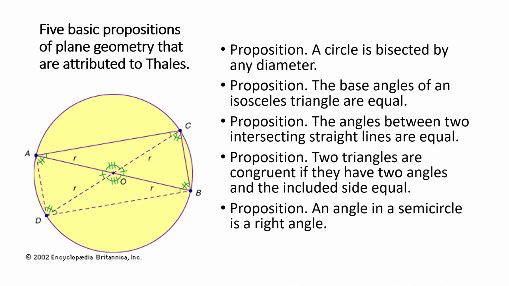What else? Two triangles are congruent if they have two angles and the included side equal. That means the side between the two angles must be equal for that to be true. What else? An angle in a semicircle is a right angle. This one is a pretty neat proof. I like that one, so let's maybe talk about that one a little bit.